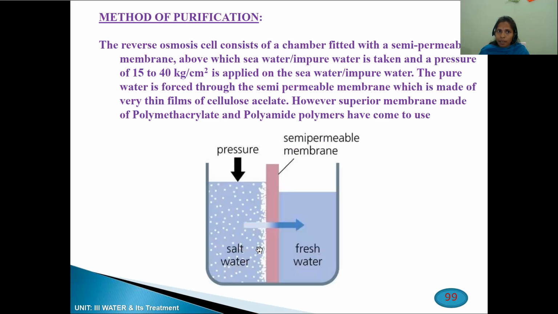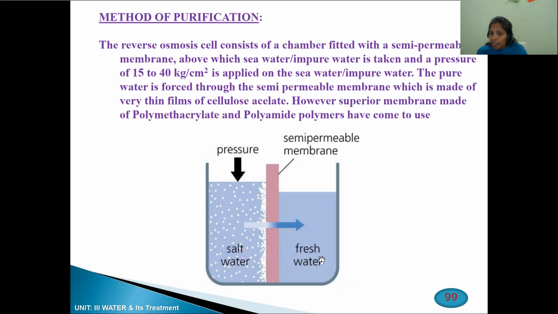Now let us see the diagram and the explanation for the reverse osmosis process. See here, it has two chambers, and in the two chambers there are two solutions of different concentration. One is salt water and the other is fresh water. Salt water has more concentration, and it is also called the contaminated water here. On the other side, we have the fresh water. Fresh water is the dilute solution, or the low concentrated solution.